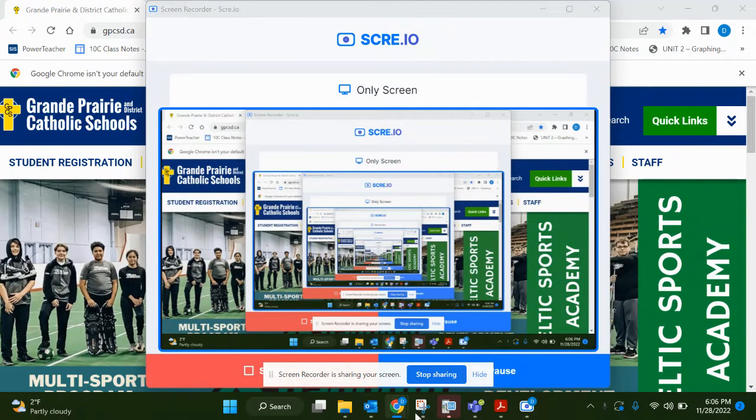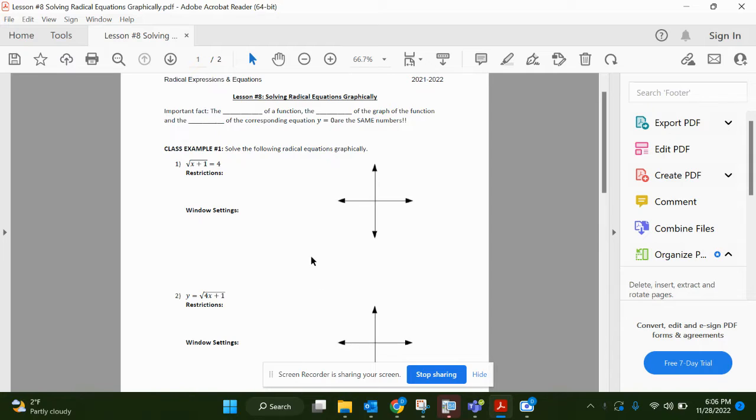Okay, here we go. We're going to look at this lesson right here, which is lesson number 8, solving radical equations graphically. So the important fact: the zeros of a function, the x-intercepts of the graph of the function, and the roots of the corresponding equation are the same numbers.